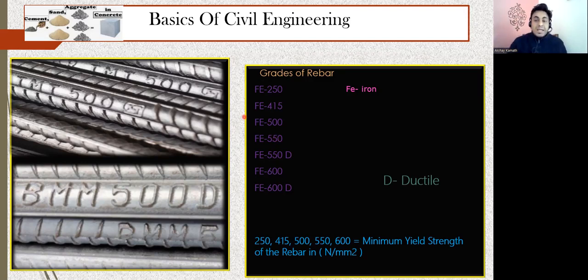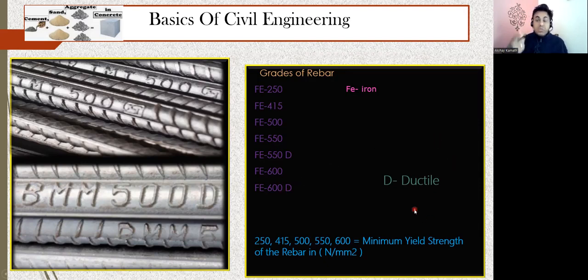Now practically, if you have seen it in the market or at any construction site, the number I've written, 250, 415, 500, will be written on the bar. You can see 500 is written here. You see 500D. D is called ductile. Up to here our things are clear. Two things we did not understand. Why is this D written here?